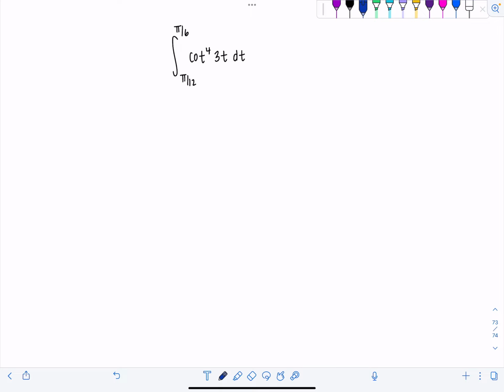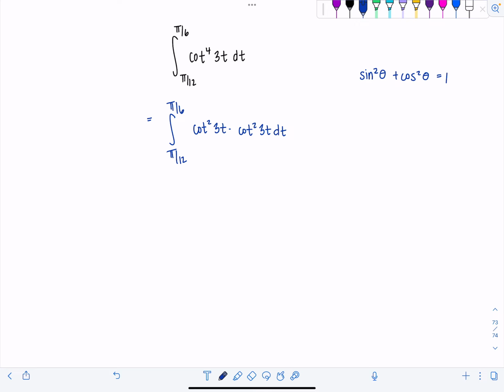First things first, I'm going to break up cotangent to the fourth. So this is pi over 12 to pi over 6, cotangent squared 3t times another cotangent squared 3t dt, and I want to replace one of the cotangent squareds with the appropriate Pythagorean identity. If you forgot them, it's no big deal. As long as you remember sine squared theta plus cosine squared theta equals 1, you're in business.